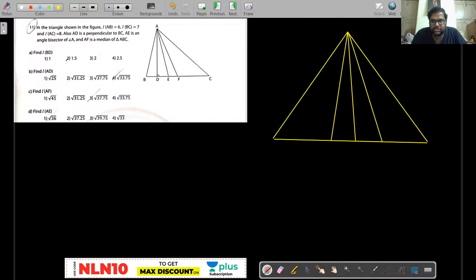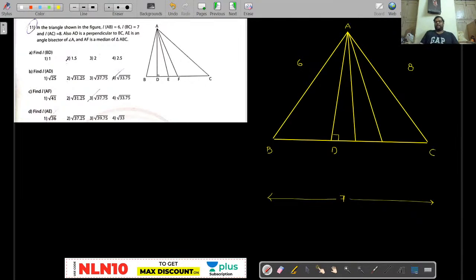Now, in the triangle ABC shown in the figure, angle D is 90 degrees. Observe here, AB is given as 6, BC is given as 7, and AC is given as 8. Also AD is perpendicular to BC, AE is the angle bisector of angle A, and AF is the median of triangle ABC. You are asked to find BD, AD, AF and AE.